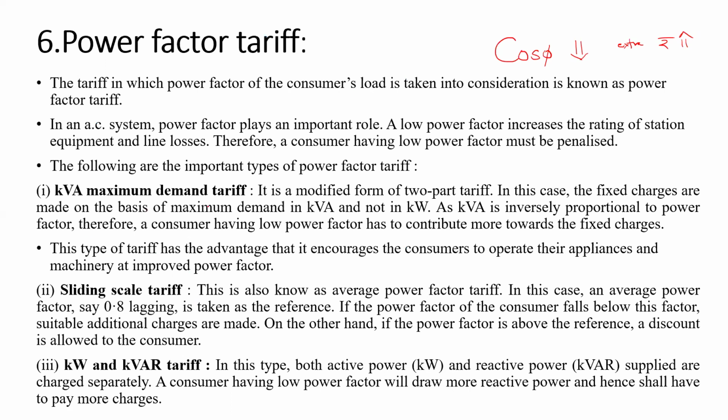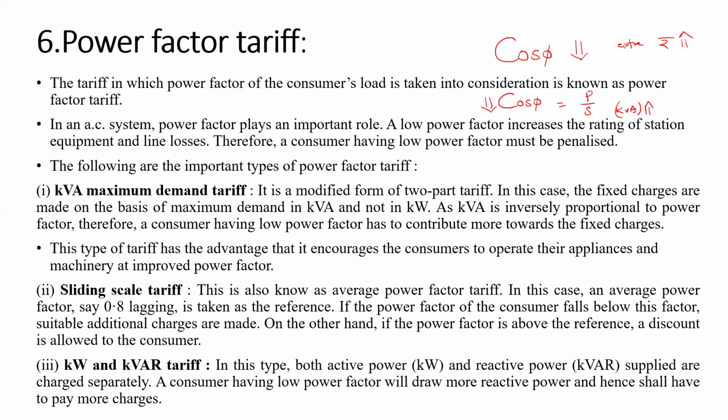Another one, KVA maximum demand tariff. I know only one formula: cos phi is equal to P by S, where S is nothing but KVA. If you have a low power factor, obviously there is an increase in KVA.